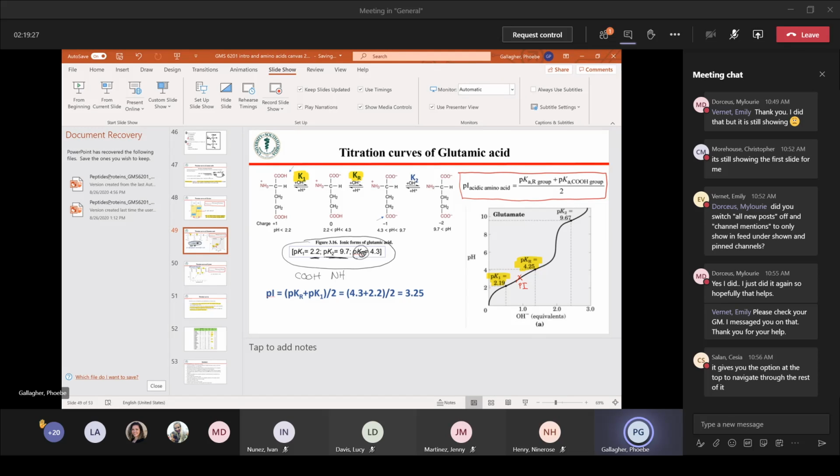So the first step that you need to know is that glutamic acid is an acidic amino acid, right? So then you have to look at all of these and think, okay, I need to use the formula for an acidic amino acid to find the PI. You would take the R group pK, so 4.3 in this example, and add it to the carboxyl group pK, which is 2.2. Then you add those two and divide by 2, and that gives you the PI. Does that make sense?